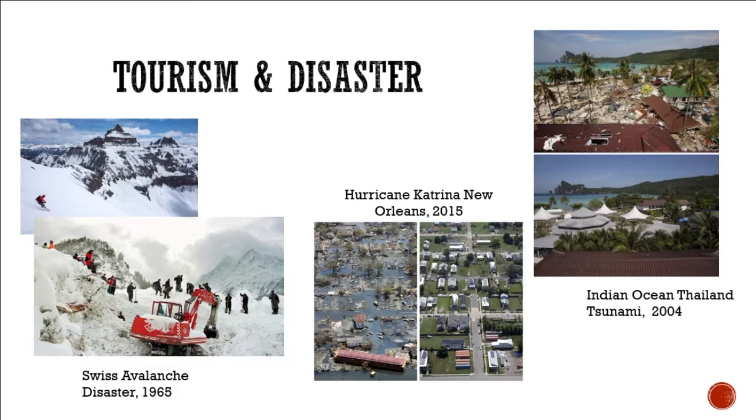Different areas call for different chances of disasters happening. Here are three examples of natural disasters that occurred around the world which created a negative impact on tourism: the Swiss avalanche disaster in 1965, Hurricane Katrina in New Orleans, and the Indian Ocean tsunami which happened on the coast of Thailand in 2004.